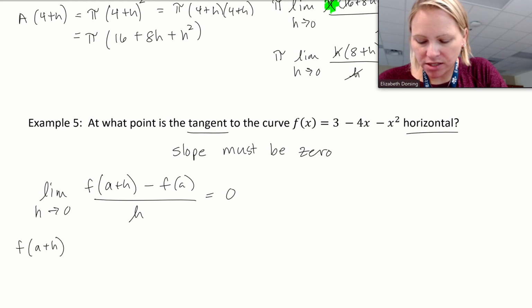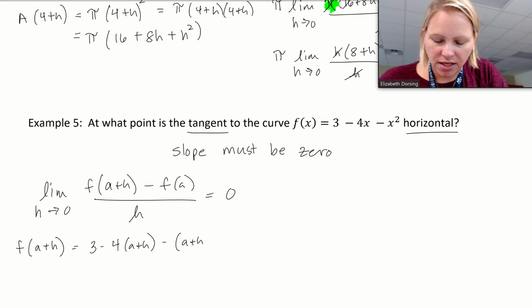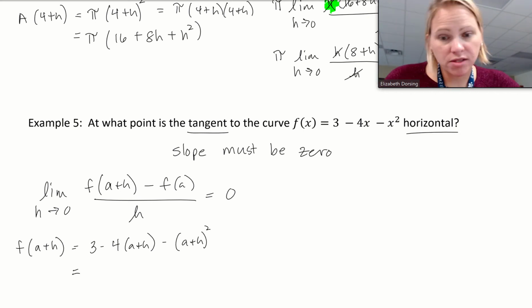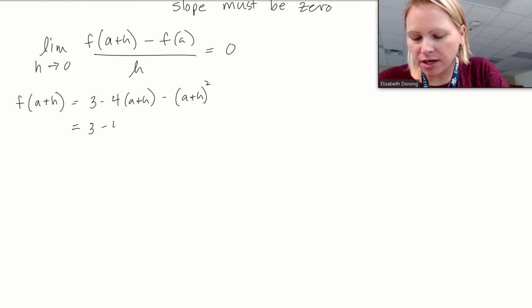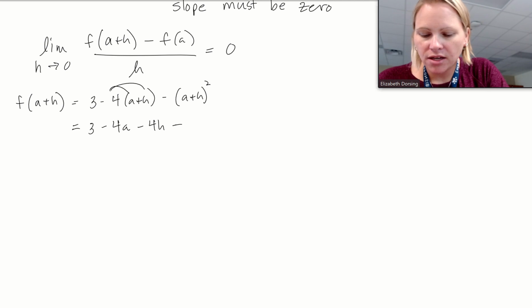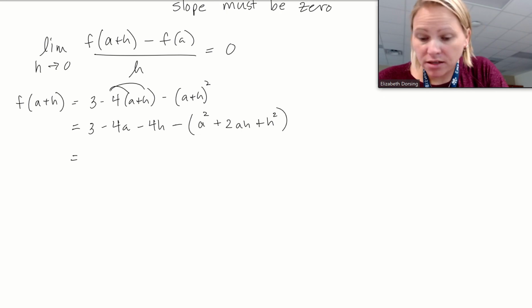Now, okay, let's do this. So f of a plus h is the same as 3 minus 4 times a plus h minus a plus h squared. Ooh, this one's highly algebraic, so let's get working on this. 3 minus 4a, I'm going to distribute that subtraction, minus 4h, minus, I've got to multiply this one out, a squared plus 2ah plus h squared. Now I need to distribute my subtraction.